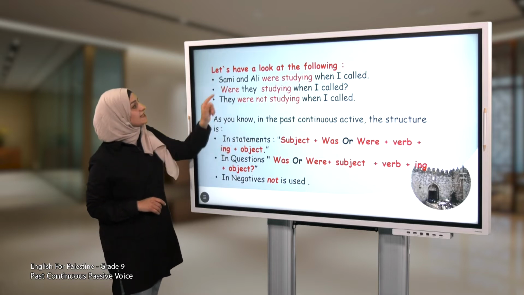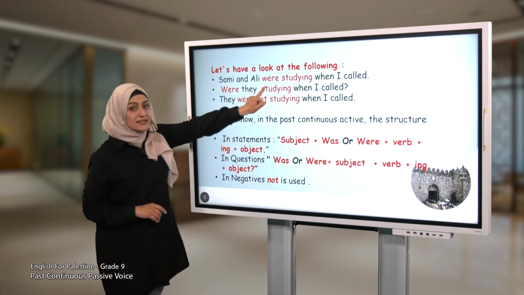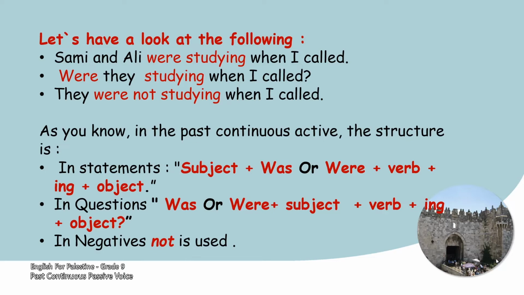In statements like Sami and Ali were studying, we have subject, was or were. It depends on the subject. If it's singular, you should use was. If it's plural, you need to use were. And after was or were, we add ing to the verb. Was or were plus verb with ing plus the object.